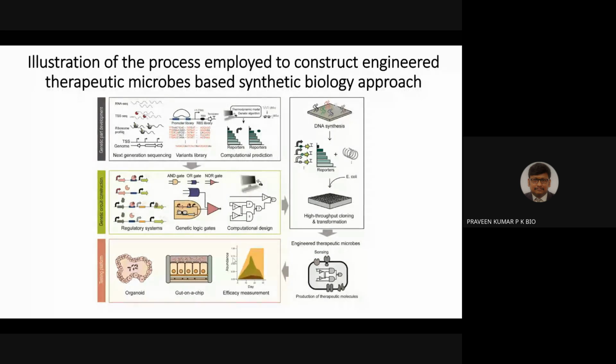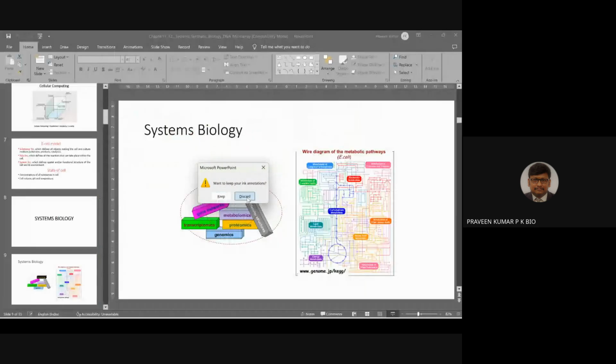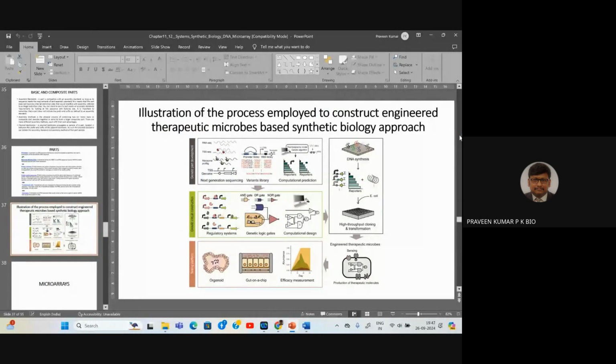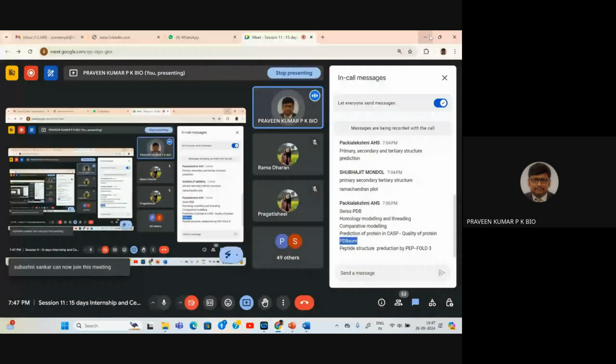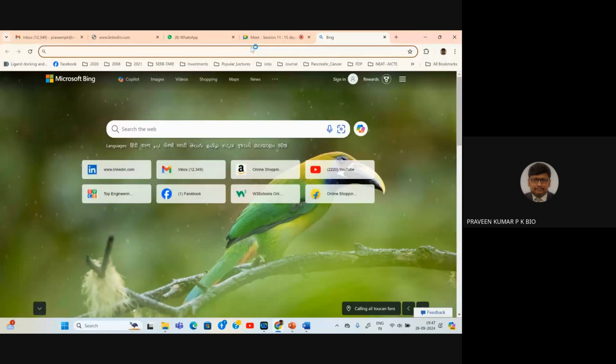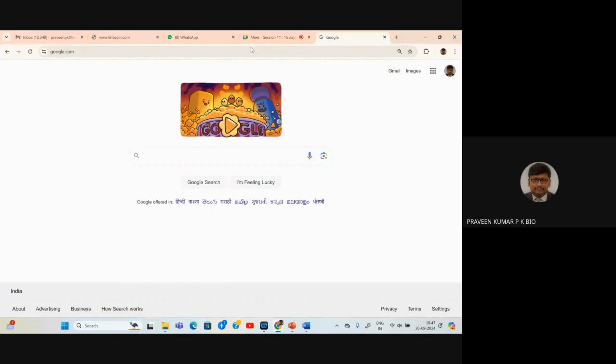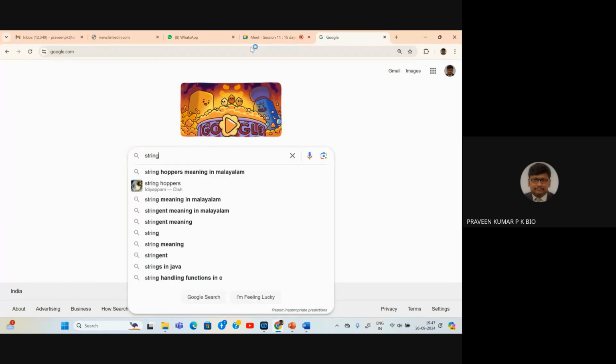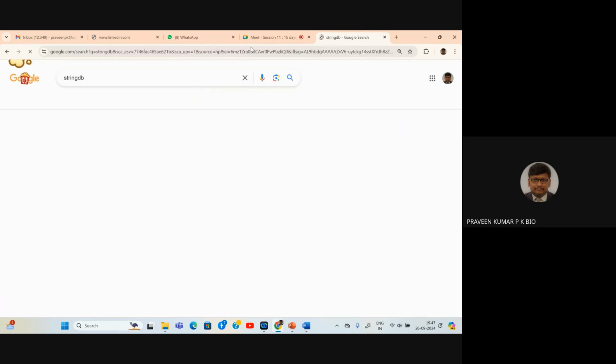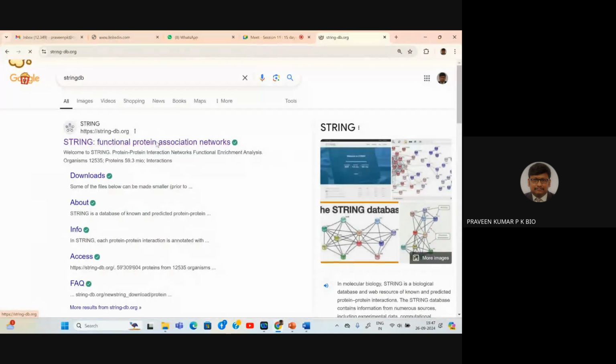So this is something about the theoretical part. Now I will try to explain using some tools. If you want to know about systems biology, one should know a few basic tools. Remember, in earlier sessions I took you to the STRING DB, which is the functional protein association networks.